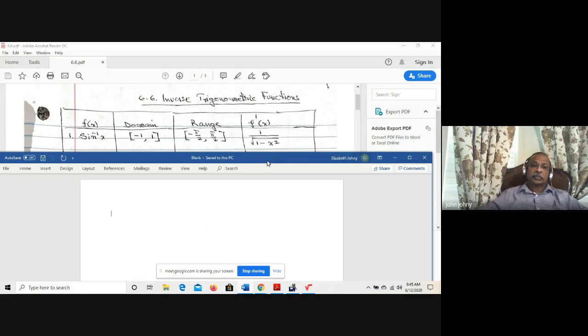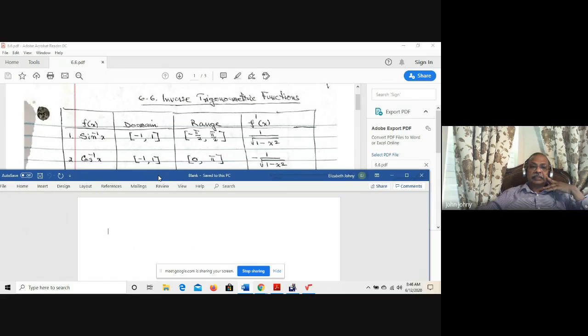and the range. Sine inverse x domain is negative 1 to 1, and the range is negative pi over 2 to pi over 2. Its derivative is 1 over square root of 1 minus x square. We will see the derivation in a minute.